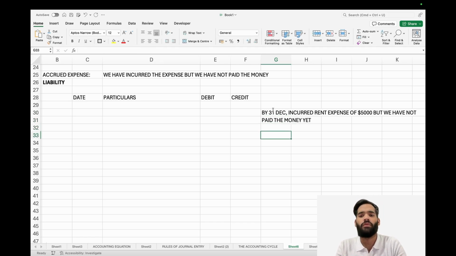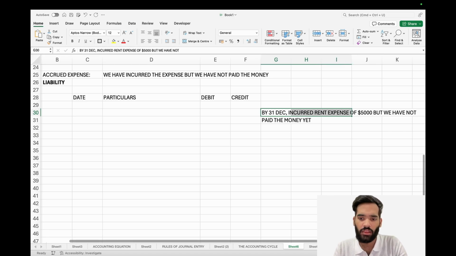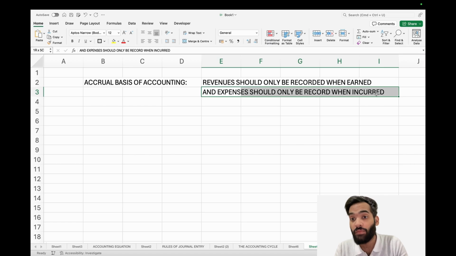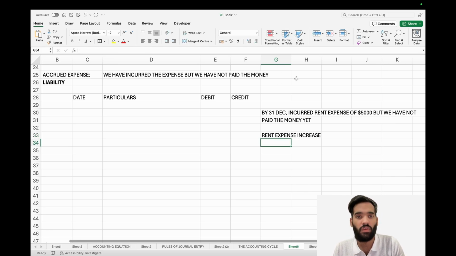Okay. So of course, one thing is clear. I have used the expense, and the rule of accrual basis of accounting is that expenses should be recorded when they've been used. So in this case, one thing is a no-brainer. My rent expense will go up. That will always be the case, right? There's no exception to this. When you use the expense, you record expense. The question is, what is the other account that will be affected?